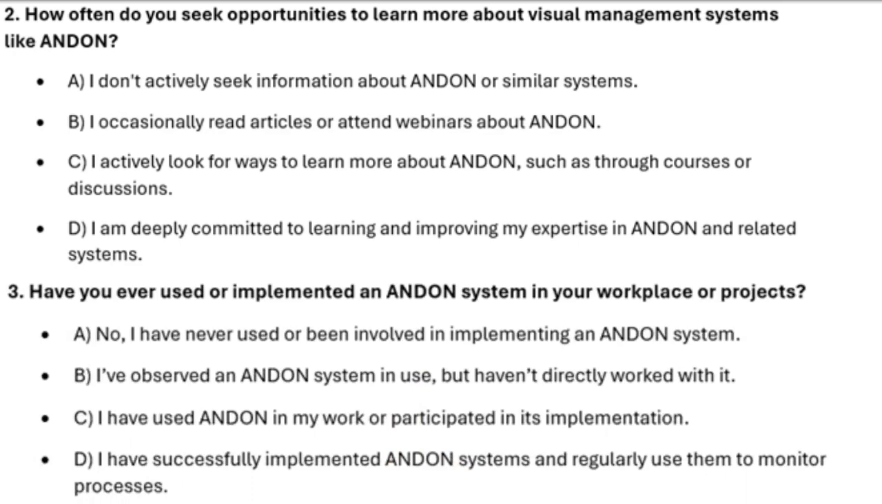3. Have you ever used or implemented an ANDON system in your workplace or projects? A. No, I have never used or been involved in implementing an ANDON system. B. I've observed an ANDON system in use, but haven't directly worked with it. C. I have used it in my work or participated in its implementation. D. I have successfully implemented these systems and regularly use them to monitor processes.